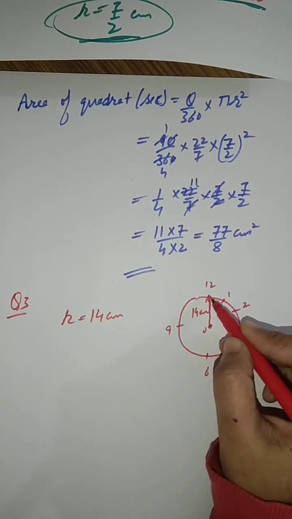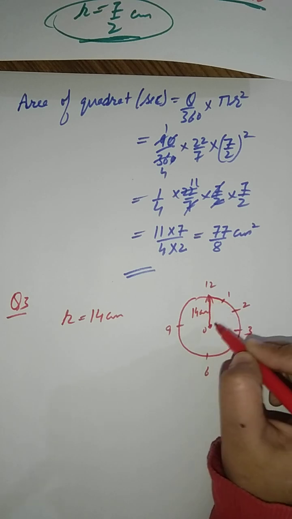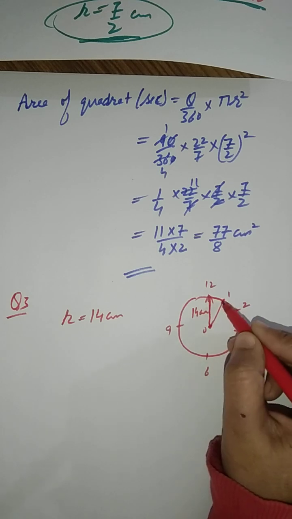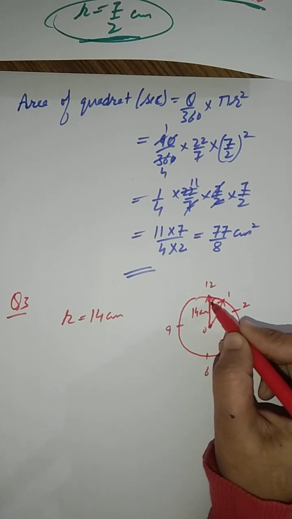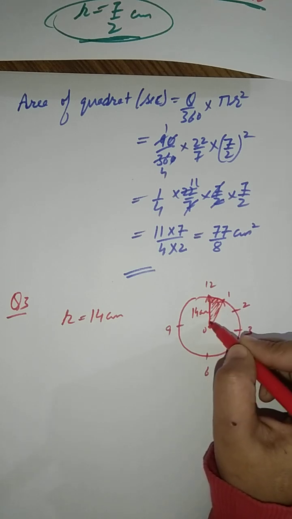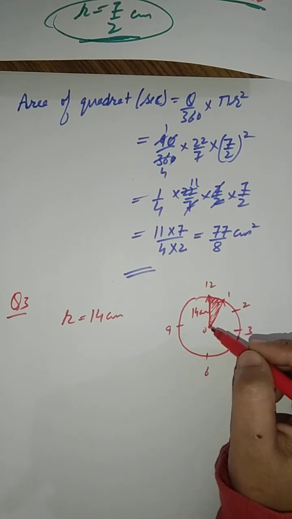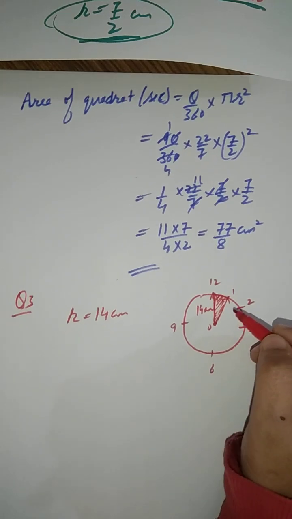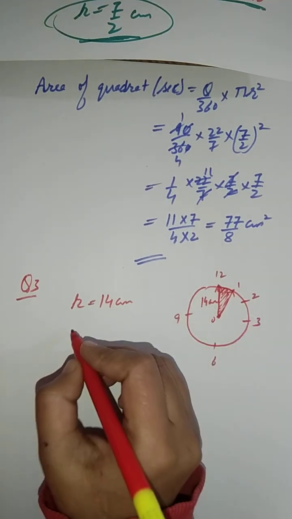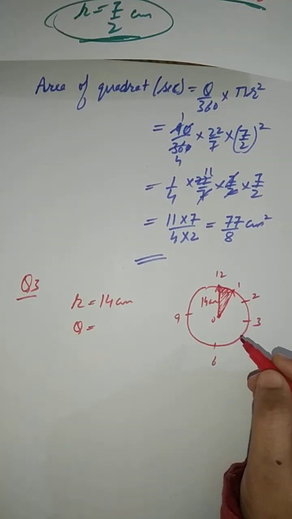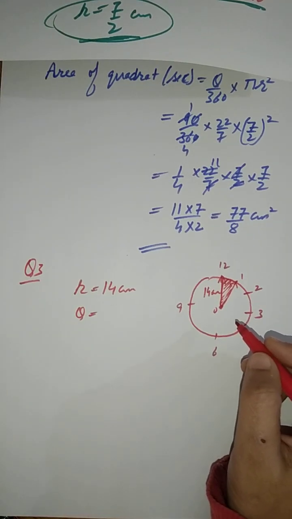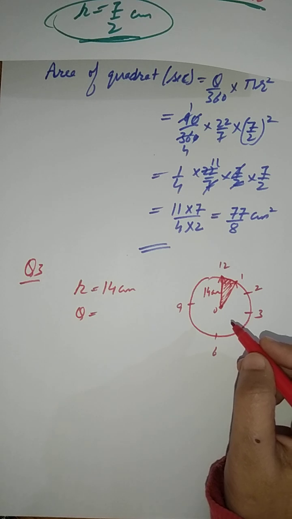Now this minute hand covers the distance of 1 minute. After 5 minutes it will reach at 1 o'clock. Okay. So we have to find this area. So this one is what? It is a sector. So ultimately we have to find the area of sector. So before finding the area of sector, we have to calculate the angle also. Okay. Now how can we calculate the angle?